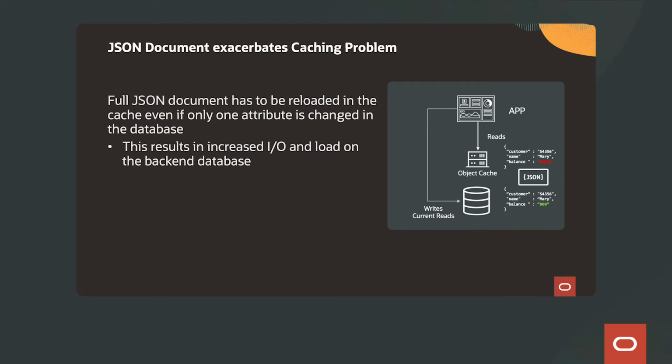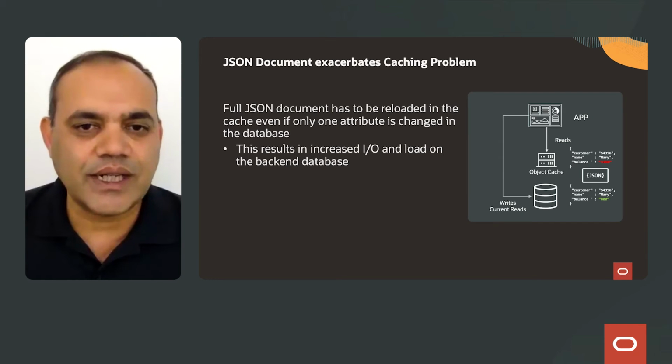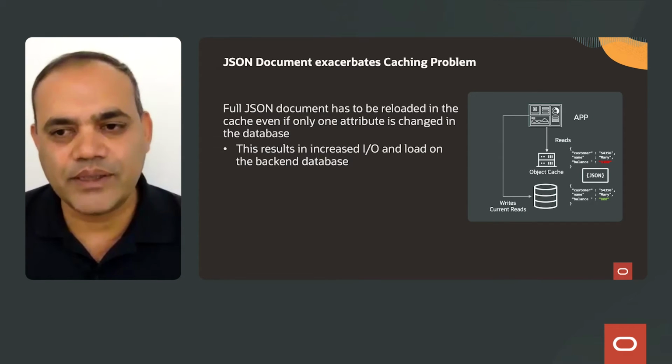JSON documents exacerbate the caching problem. Typically, a full JSON document has to be reloaded in the cache even if one of the attributes in the document changed in the database. This results in increased I/O and load on the backend database.